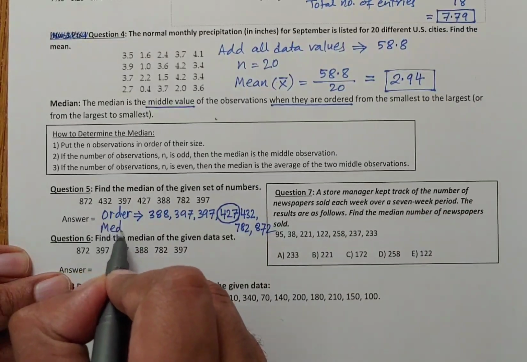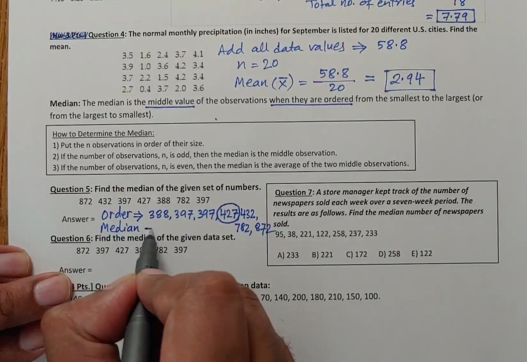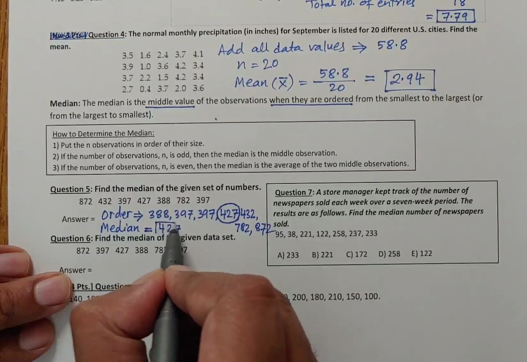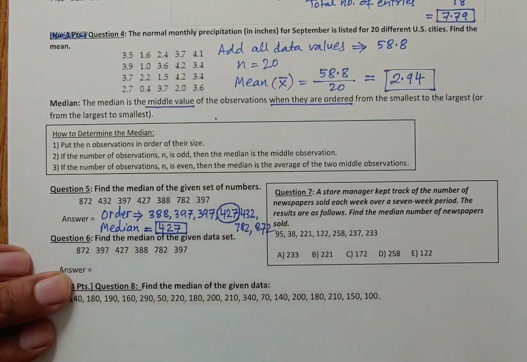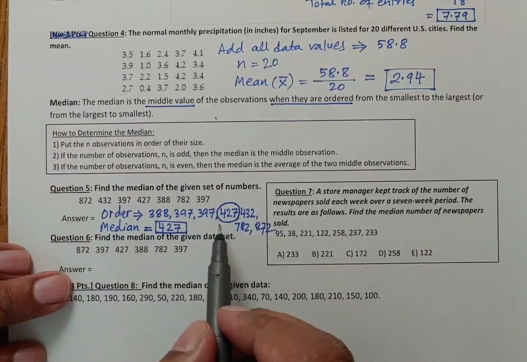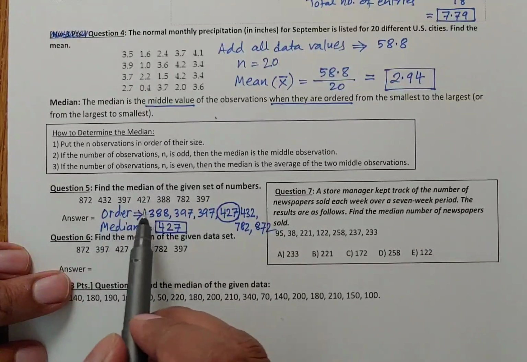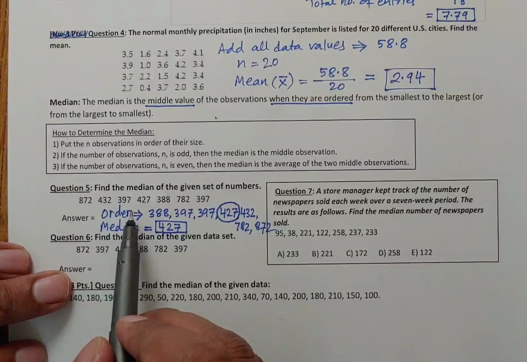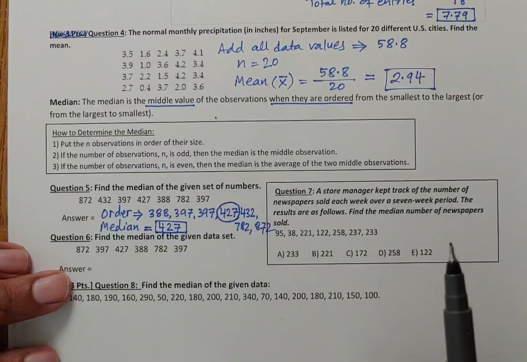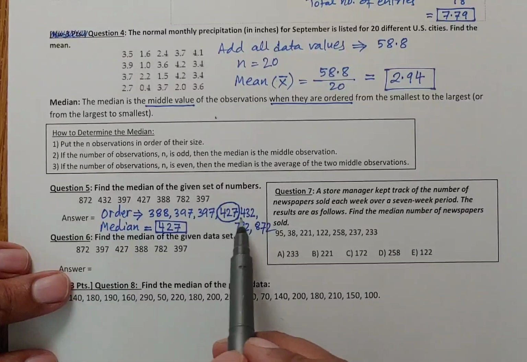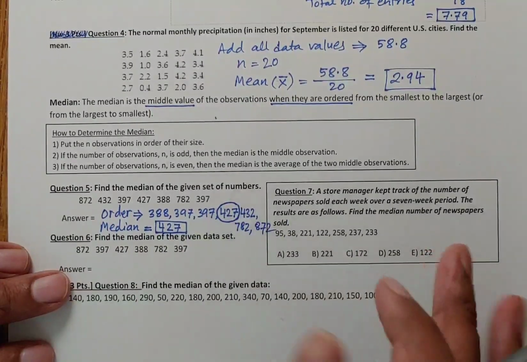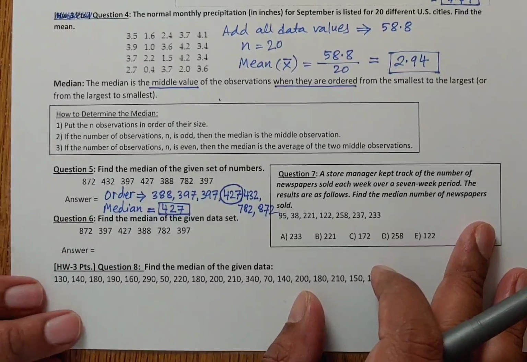So the median equals 427. That is the median. But we need to put them in order, because if you choose the middle number without order, then it is possible that you end up with other numbers, right? So you always do the position and then you choose the middle number. You put them in order and then you choose the middle number.